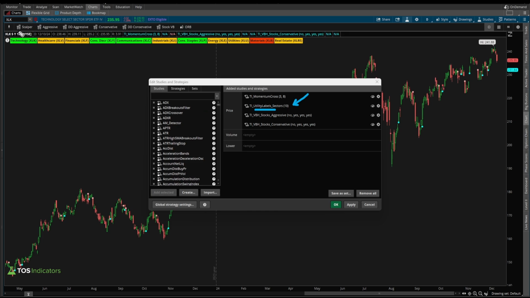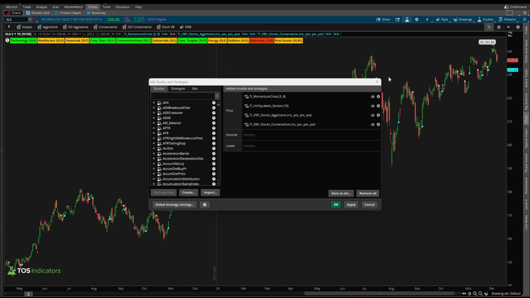Once you've loaded in the utility labels indicator, you'll see these labels plotting on your chart. These labels contain the different sectors, and the labels will change color based on which market stage we're in for that particular sector on the particular time frame chart you're on. I'm on the daily time frame, and on the daily time frame, it's XLK, the technology sector, XLY, consumer discretionary, XLC, communications, and XLP, the consumer staples sector, which are leading the way.